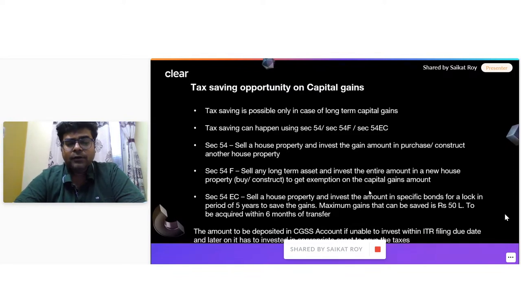Furthermore, if you have a possibility that you will not be able to make the investment within time, right? Section 54EC gives you a time limit of 6 months from the date of transfer. If you are looking at the fact that it will not be possible for you to invest the amount in 54EC bonds within a period of 6 months, in that case, you can deposit the amount in capital gain savings scheme account, and whenever the bonds are available, you can start investing in these bonds, withdrawing the money from capital gain savings scheme. Right? So you can plan accordingly how you are going to save the taxes.